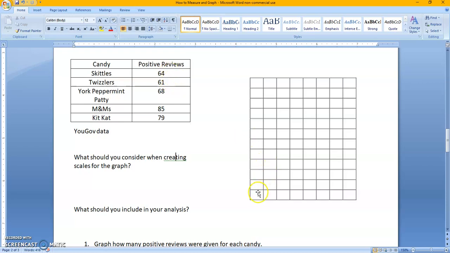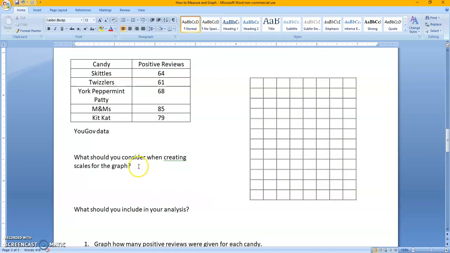So what I might want to do is, instead of starting at 0, start at, let's say, 50, and then go up from there. That way, when I look at the graph, I can see the difference between 61 and 64 with more clarity, okay? So whenever you are doing a graph and setting the scales, you always want to have a nice proportion of space. It should fill up the graph, and I should be able to see what I need to see, all right?